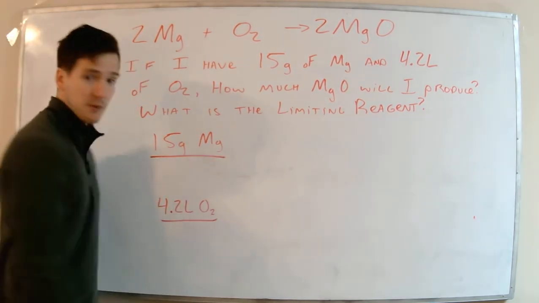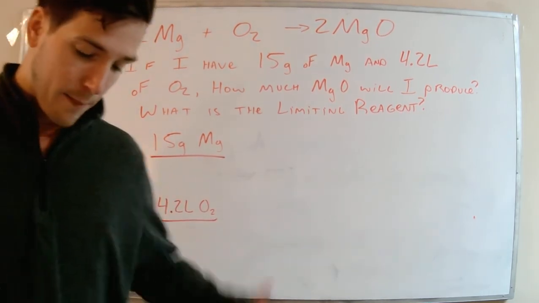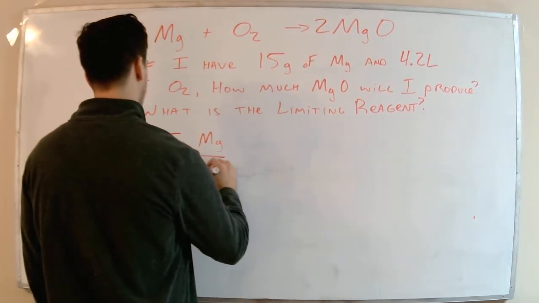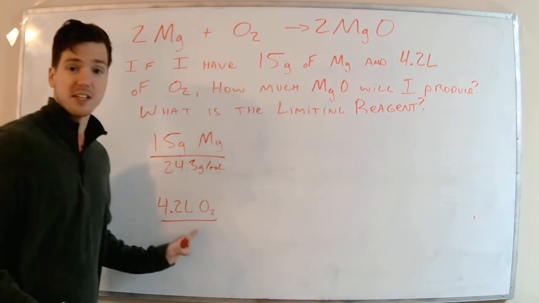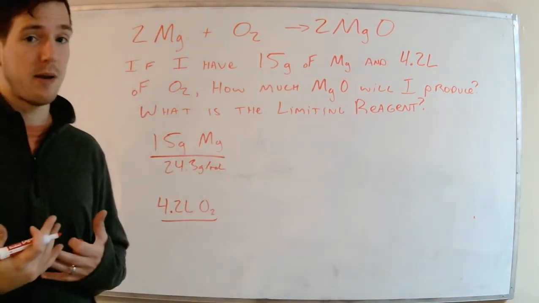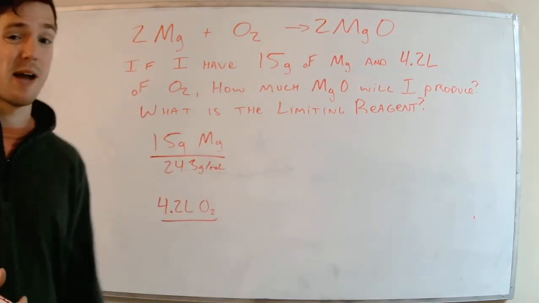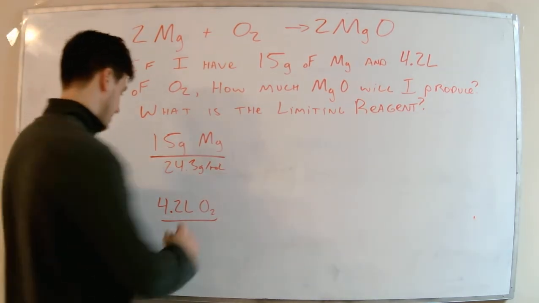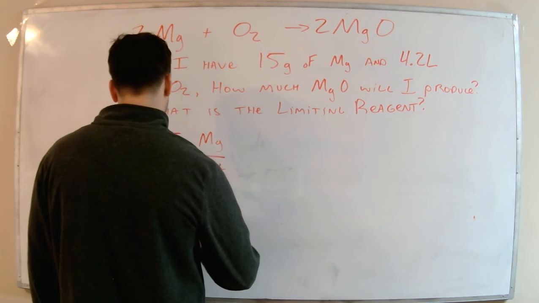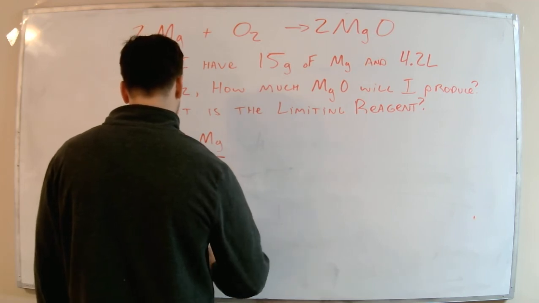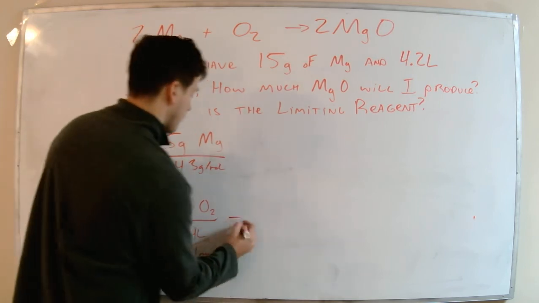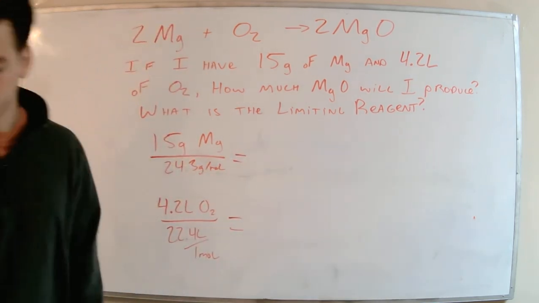So let's convert both of these to moles. We're on step 2. Magnesium's molar mass is 24.3. And remember, oxygen isn't in grams, so we can't divide by molar mass. We got to divide by 22.4, because for every 1 mole of gas at STP, it equals 22.4 liters. So that'll give us moles of each of those.